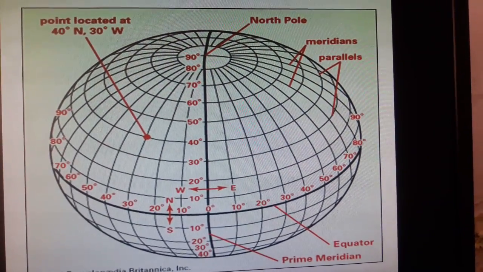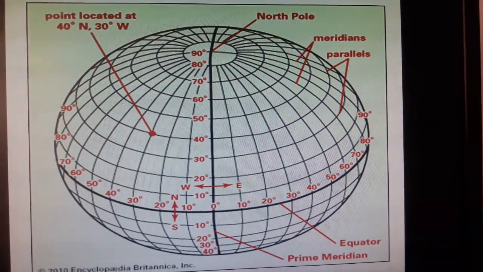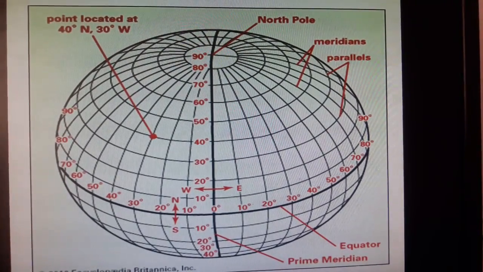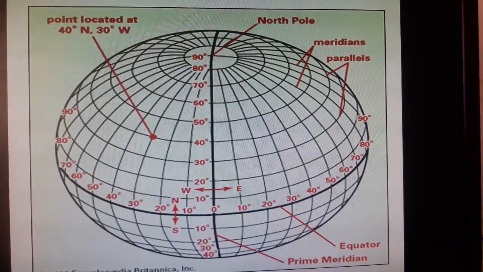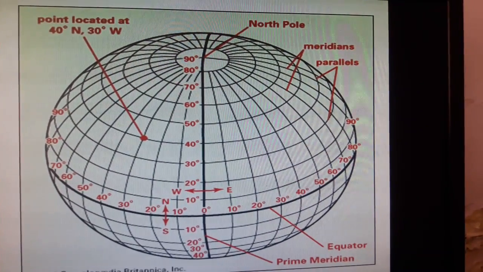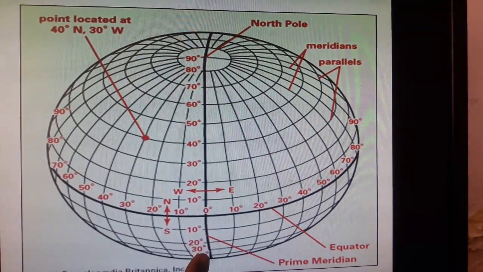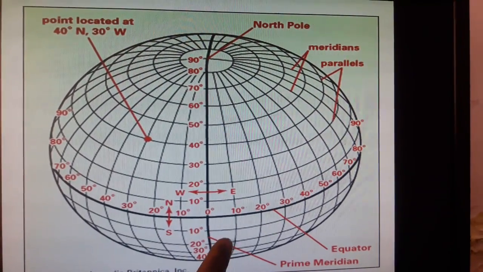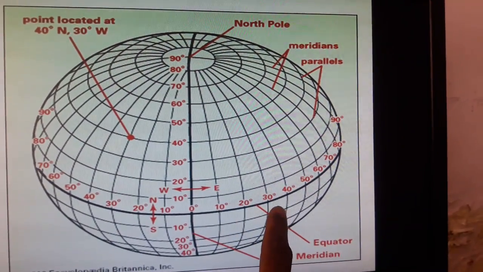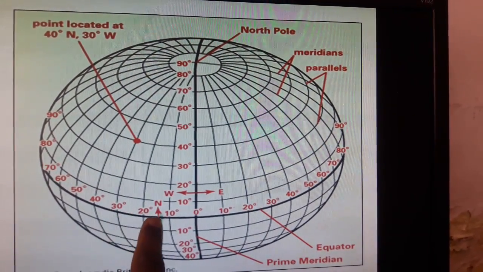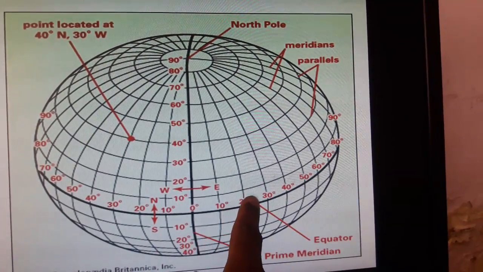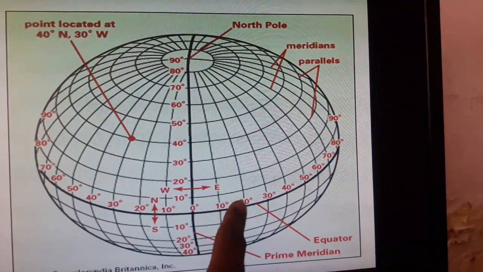The clear picture of latitude and longitude. This is prime meridian. These are all meridians, other meridians. This is equator, which cut the earth into half, equal halves.